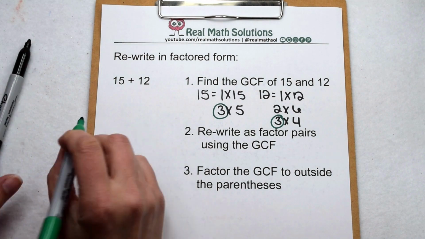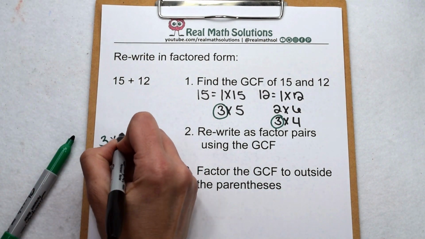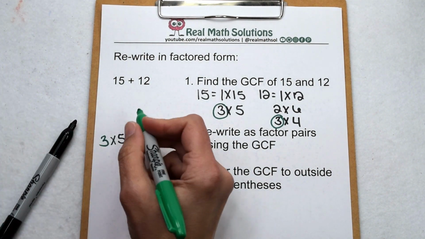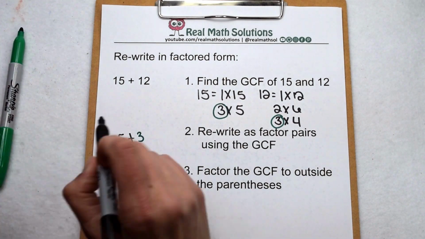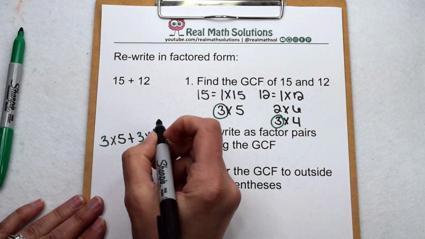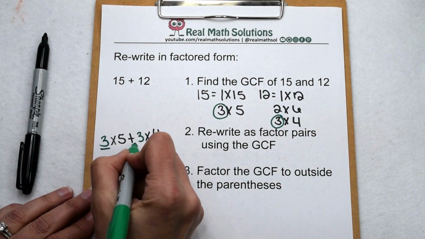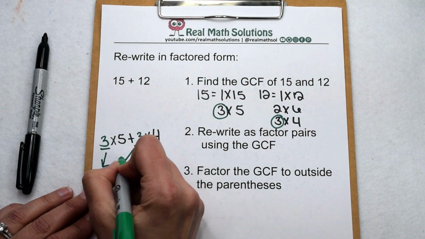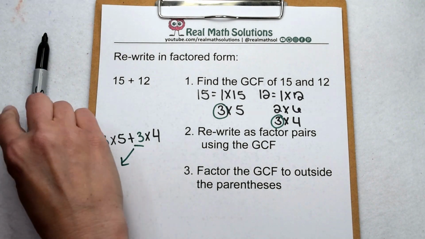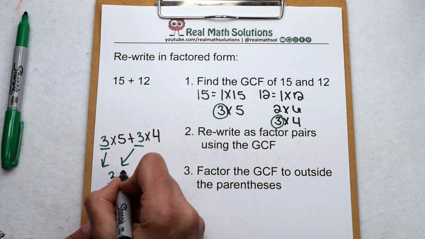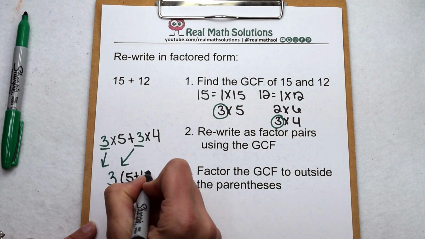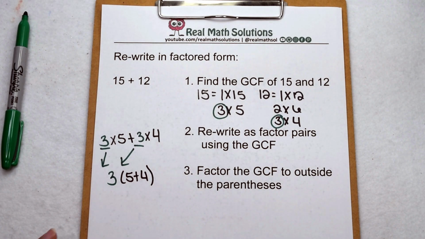So instead of 15, we're going to have 3 times 5, and instead of 12, we're going to have 3 times 4. Now we can see where our common factor is that we're going to have to pull to go outside the parentheses. 3 is our common factor, so we're going to factor it to outside the parentheses, and the rest of our expression, our 5 plus 4, is going to go inside the parentheses.